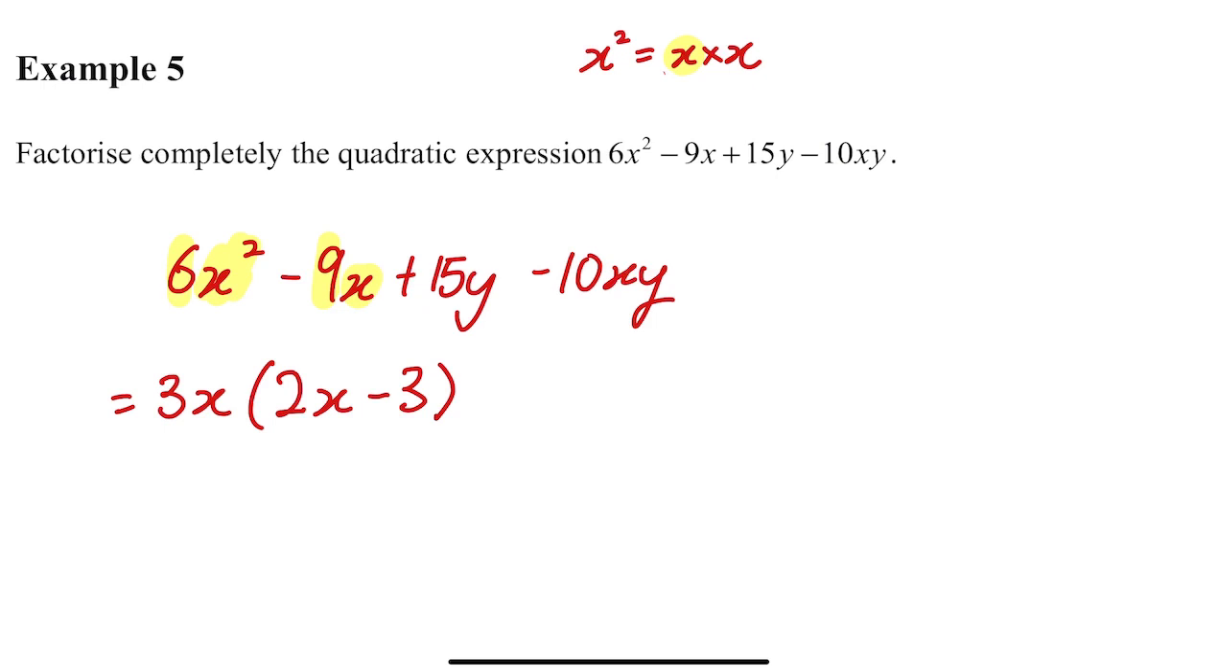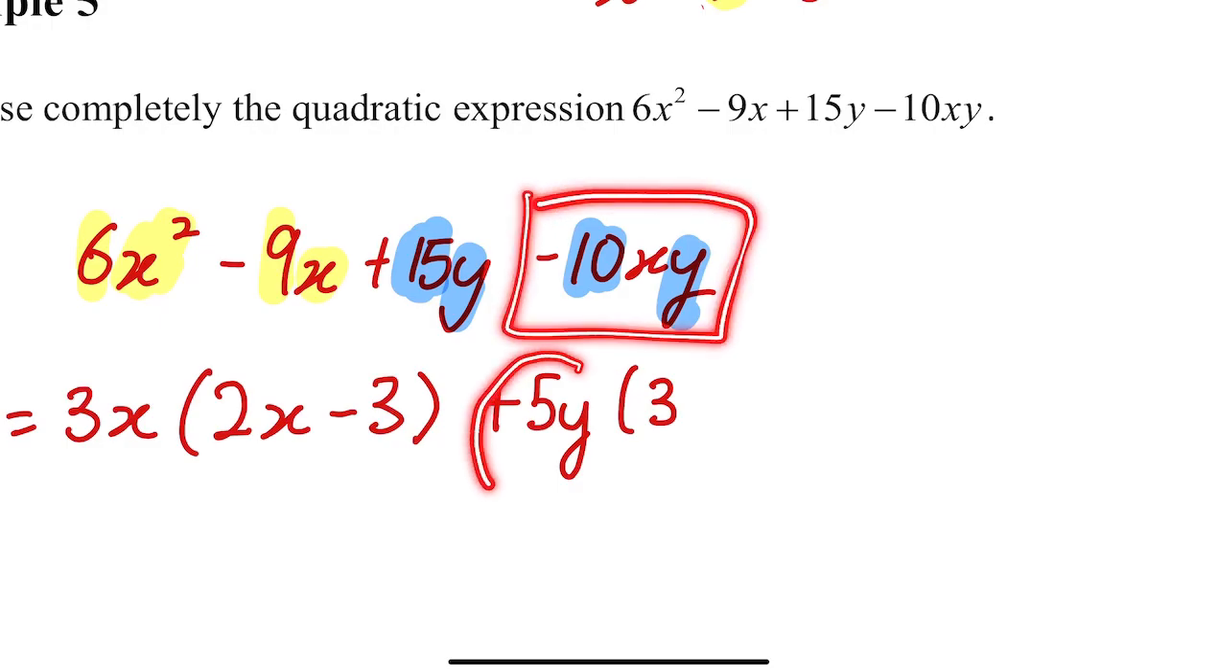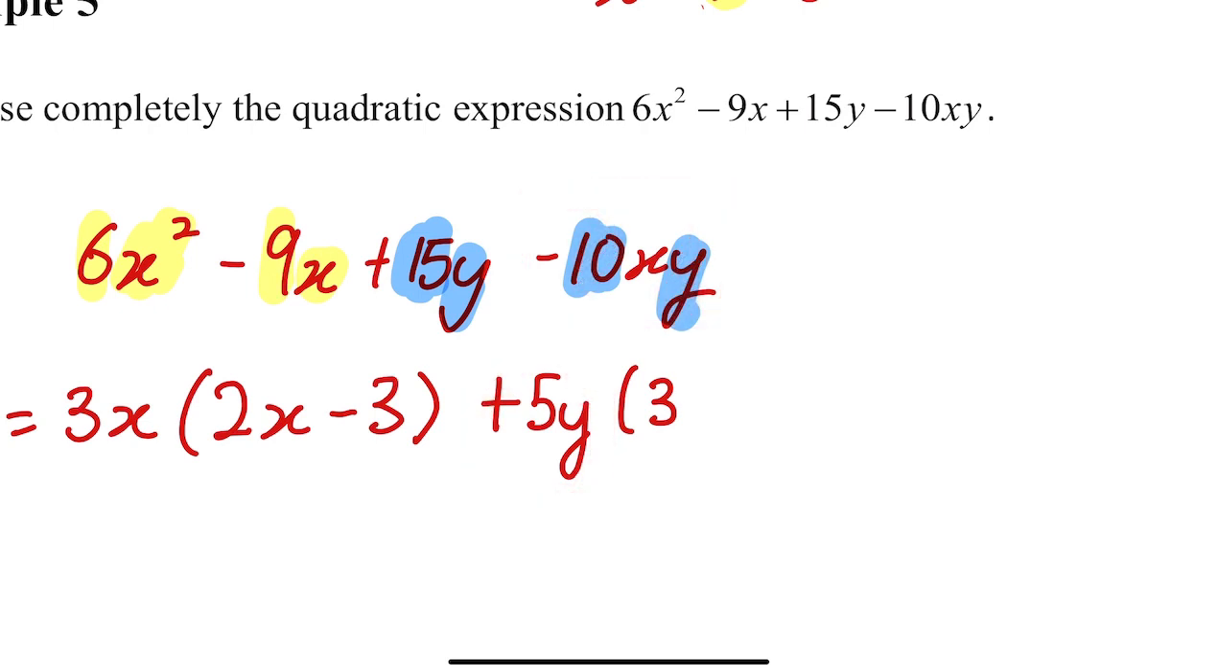Now I look at the next two terms, 15y and negative 10xy. 15 and 10, I can factorize out the common factor, which is positive 5, and y can also be factorized out. So what am I left with? I can factorize out positive 5y. First term, 15y divided by 5y will give me 3. Then negative 10xy divided by 5y: y will cancel out, 10 divided by 5, I'm left with minus 2x.